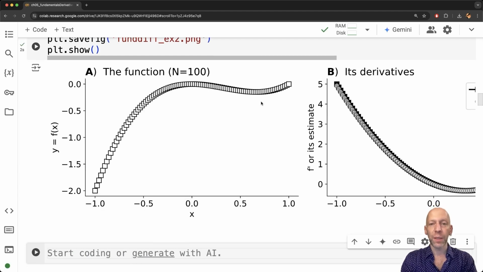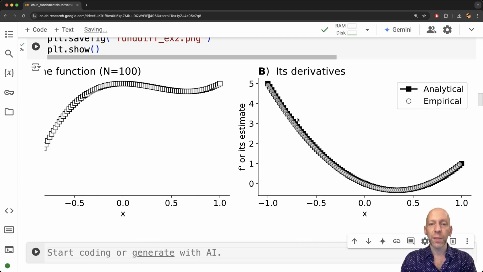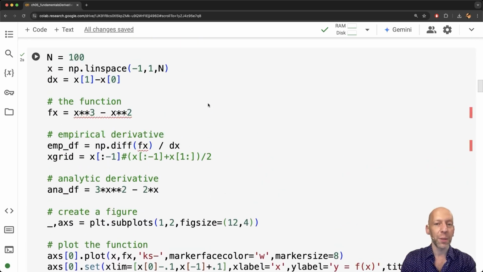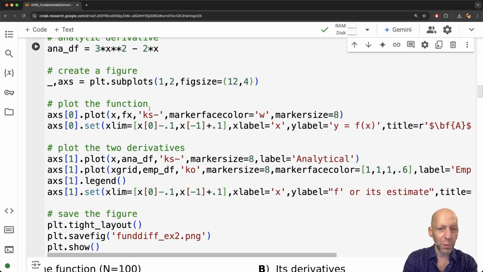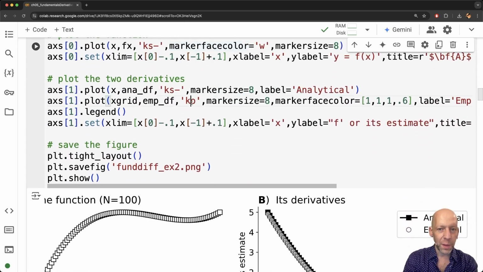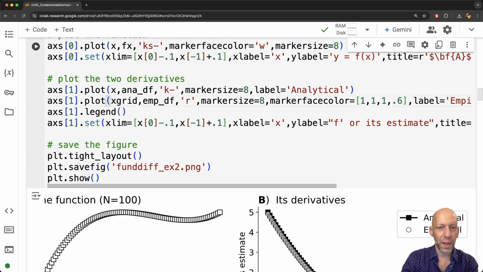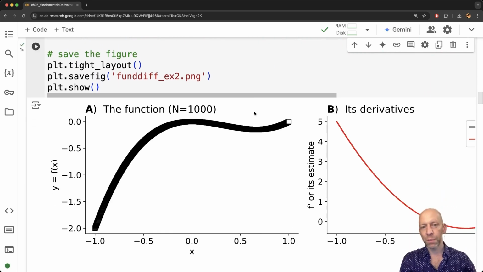Okay, and now what we see is that they're still different, right? Visually, it's still pretty clear that the analytic and the empirical derivatives are not identical, but I'm sure you agree that they are much closer to each other now than they were with n equals 10. And again, we can try this with n equals 1,000, and by this point, it's probably good to get rid of the markers, just make these lines. I'll make this one a red line instead of the markers.